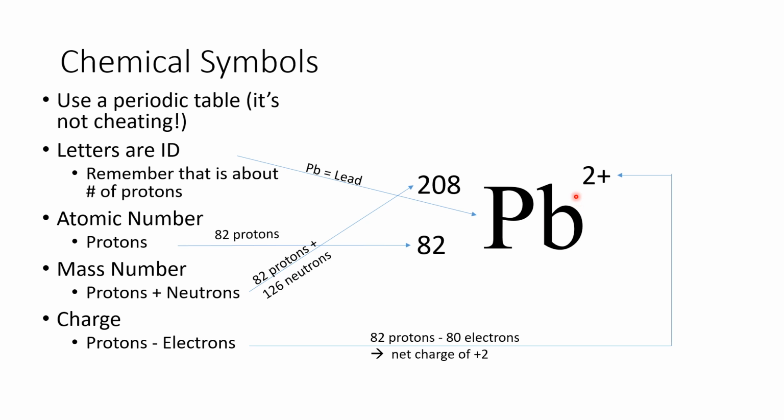But in this case, this tells us we must have lost 2 of the negative charges, and we have an imbalance. So we have 82 protons, 82 times positive 1, and we now only have 80 electrons, 80 times negative 1. So 82 protons minus 80 electrons gives you a net charge of positive 2. Okay, so that's a net charge on the ion.